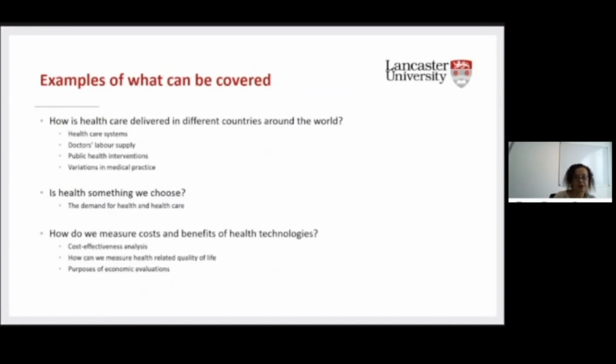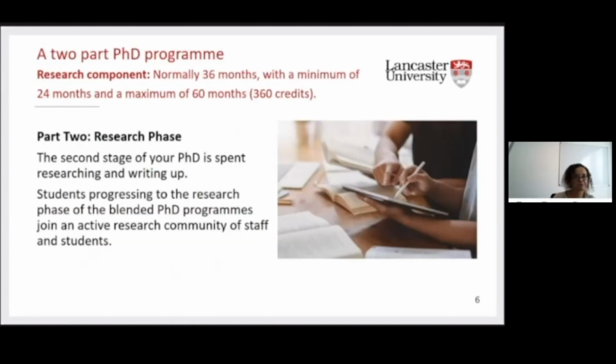What can be covered in the topics that we have? How is healthcare delivered in different countries around the world? Variations in medical practice, the different healthcare situations, public health interventions. Is health something we choose? The demand for health and health care. How do we measure costs and benefits of health technologies? So we look into things like cost effectiveness. How can we measure health-related quality of life, and the purposes of economic evaluations?